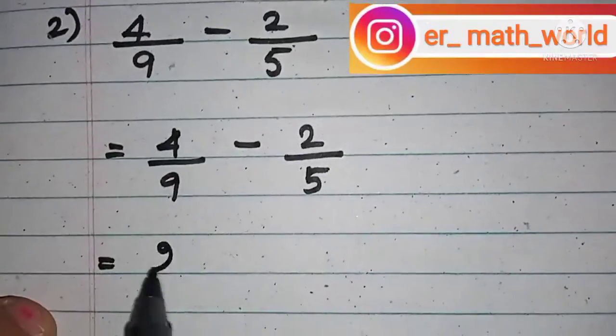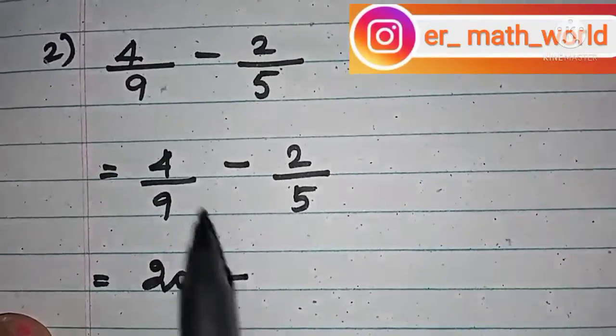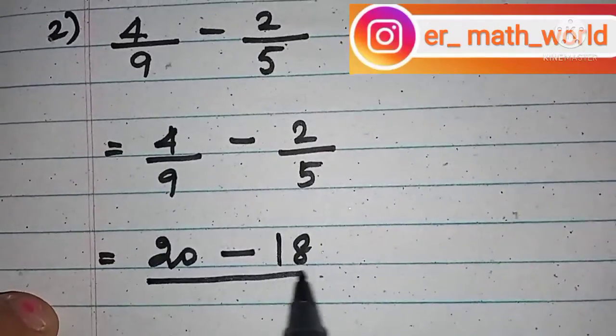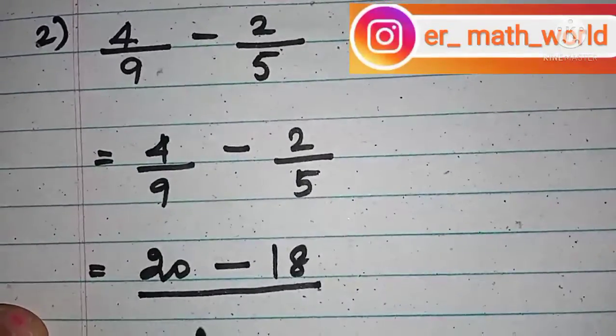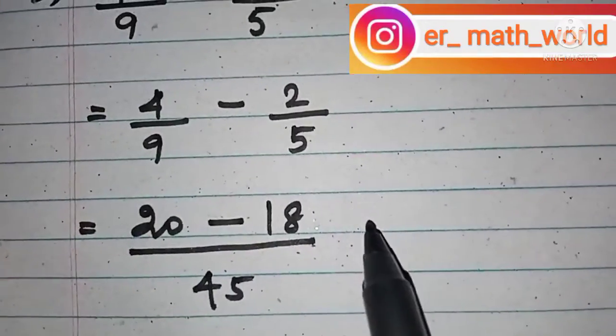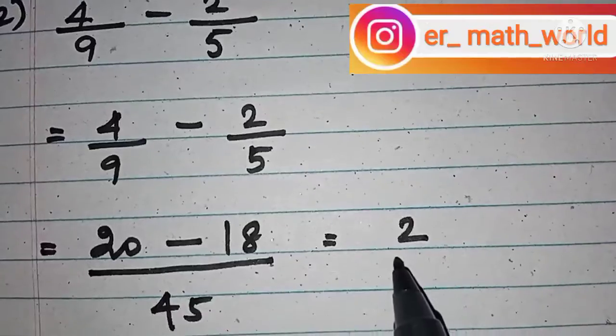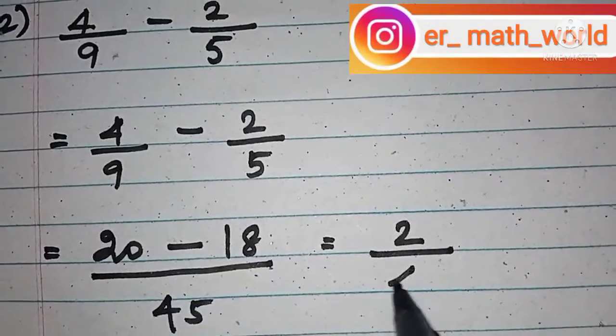4 and 5. 4 5s are 20, minus 9 and 2. 9 2s are 18. The common denominator is 9 5s are 45. That's all. Again 20 minus 18 will be 2, so 2 divided by 45.